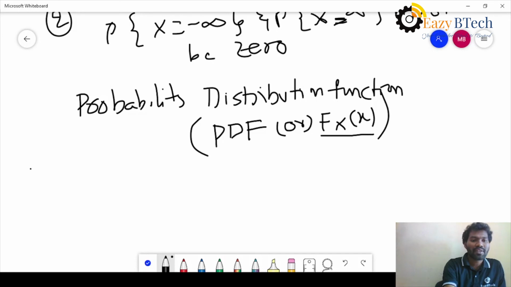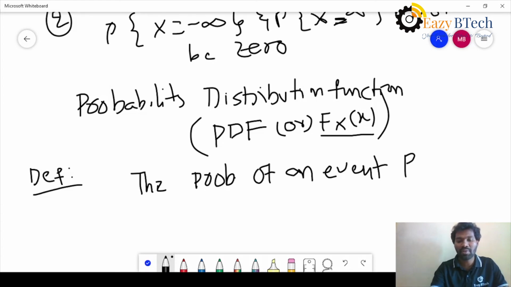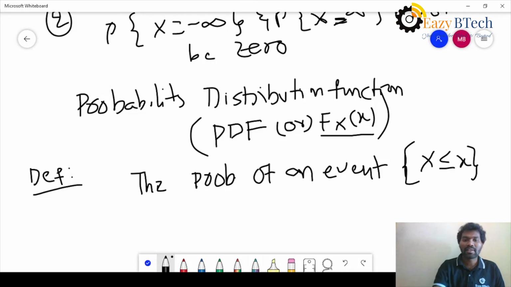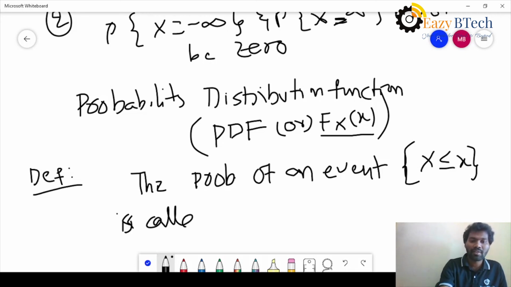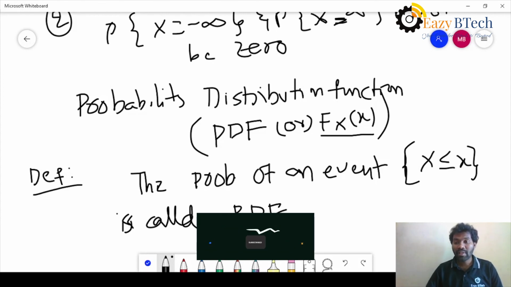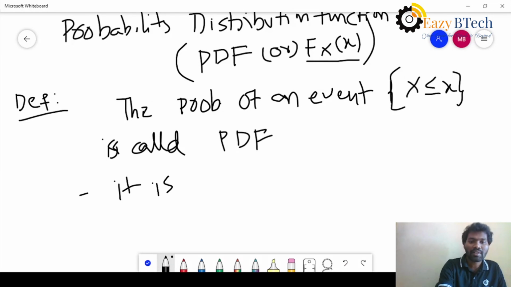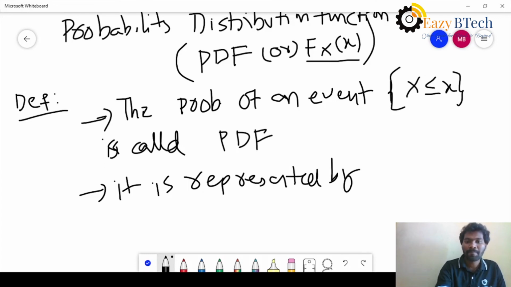See here how it is represented. The definition of the probability distribution is like this. The probability of an event. For every event there should be one probability. So that is the probability of an event. The event is X less than or equal to x. The probability of the event X less than or equal to x is called PDF, that means probability distribution function. So the definition is like this: the probability of an event X less than or equal to x is called the probability distribution function, and it is represented by capital F subscript capital X of small x.